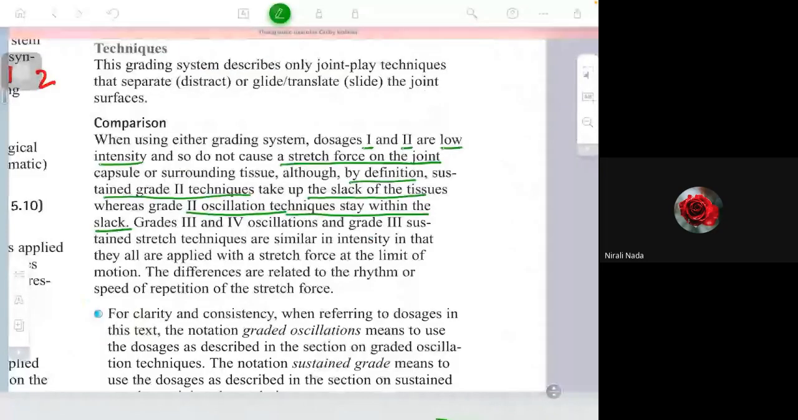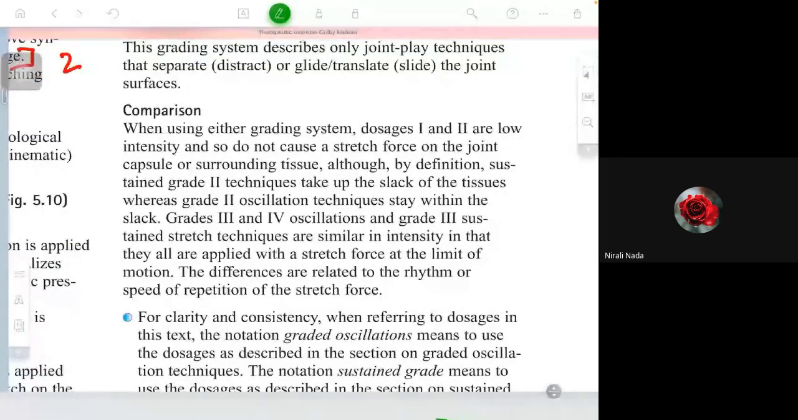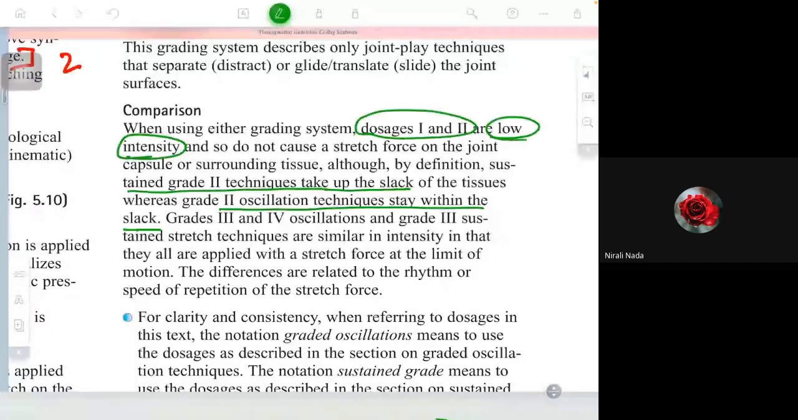Are you following? Yes, sir. Although by definition, sustained grade 2 technique takes up the slack, meaning you are reaching the slack, whereas oscillatory techniques stay within the slack. But both 1 and 2 are called low intensity grading. This is the comparison. Now you are comparing the first technique and the second technique. 1 and 2 of graded oscillatory technique, 1 and 2 of sustained joint play technique. Both are called low intensity grade.